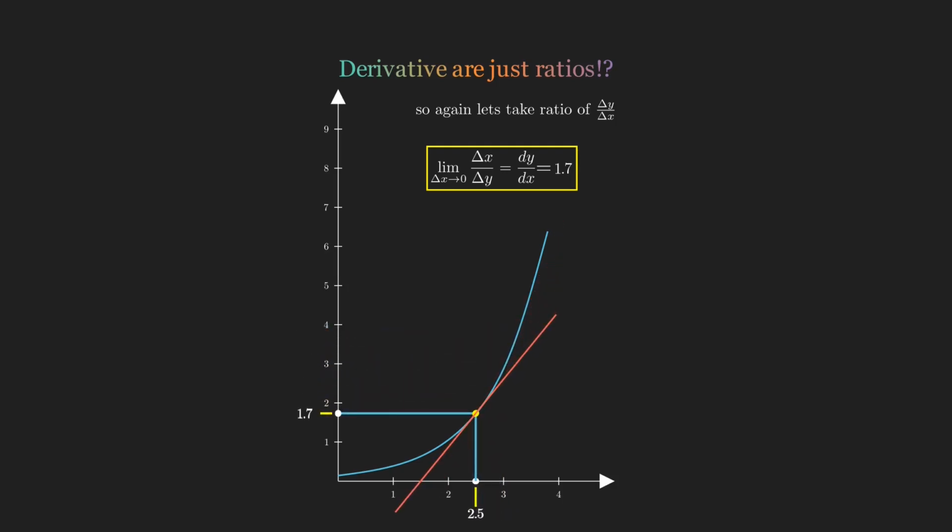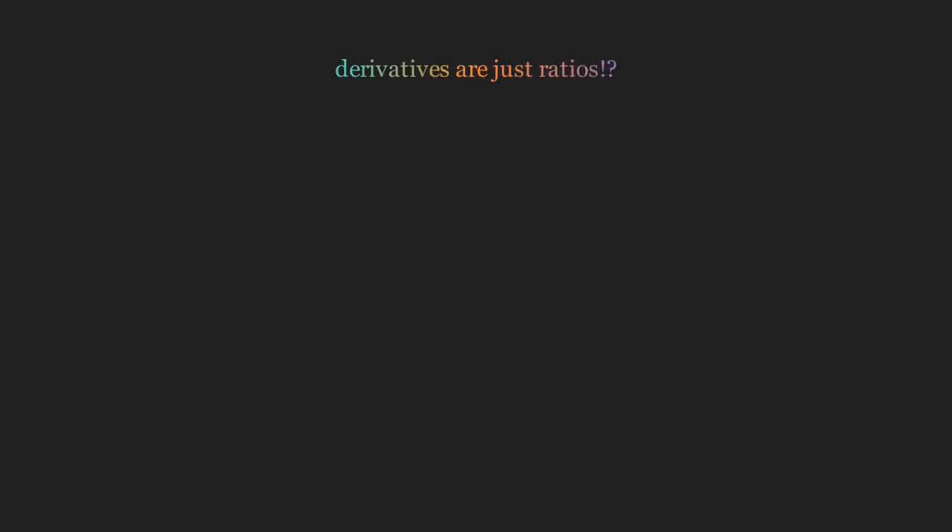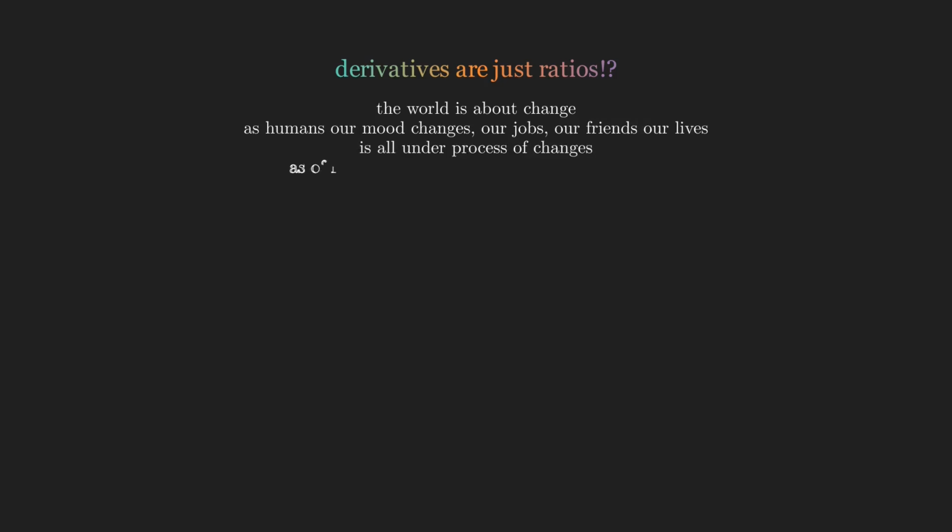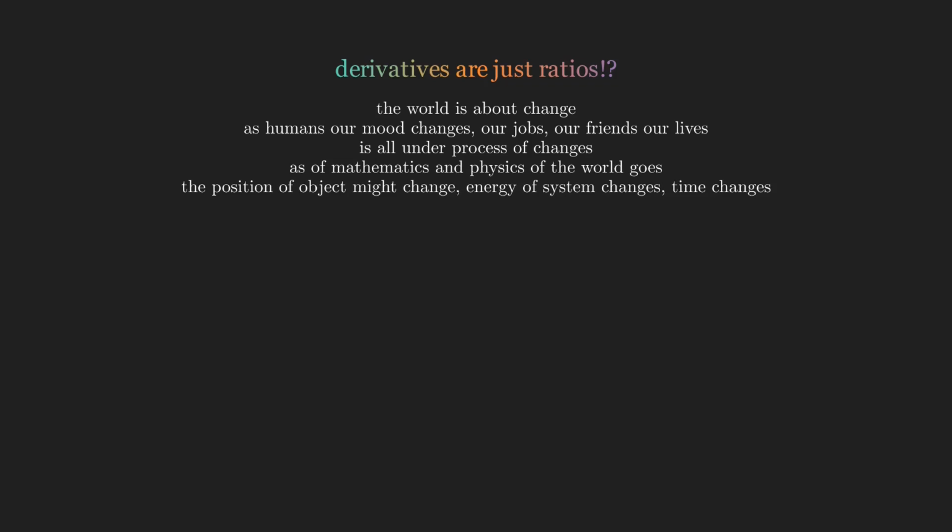Now before wrapping up, if I were to sum up what derivatives really are at a high and abstract intuition level, it would go like this. The world is about change. As humans, our mood changes, our jobs, our friends, our lives are all under a process of change. As far as the mathematics and physics of the world go, the position of an object might change, the energy of a system changes, time changes, and those changes in one quantity depend upon some change in another quantity.